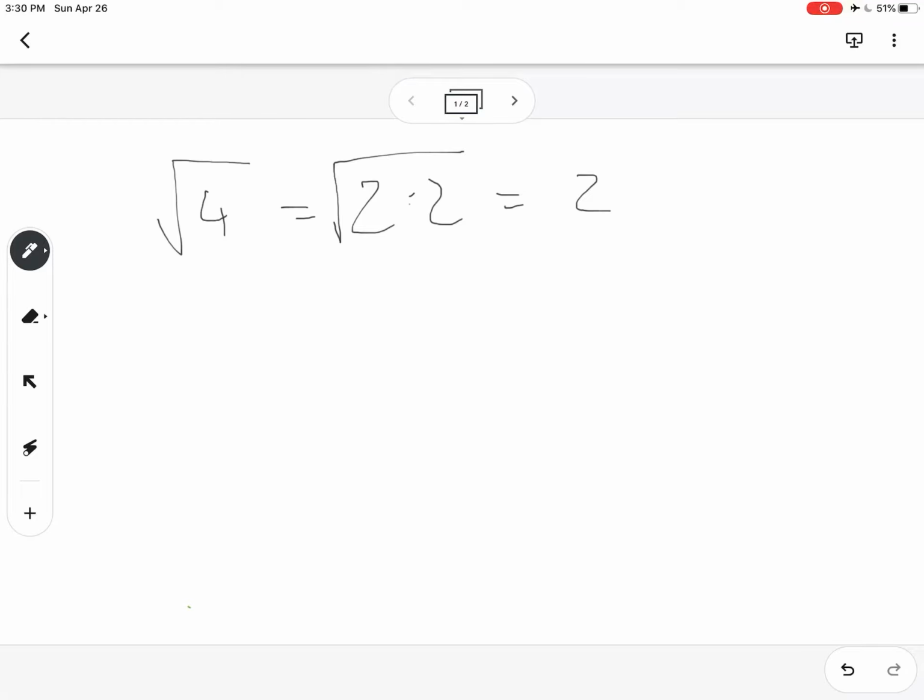If we wanted to go to the next perfect square, square root of 9, what number times itself is 9? Yeah, it's 3. And you can keep on going. You can go the other way too and say, hey, 4 is the square root of what number? Well, it's the square root of 16. And you can keep that going. We can say that 5 is the square root of 25.